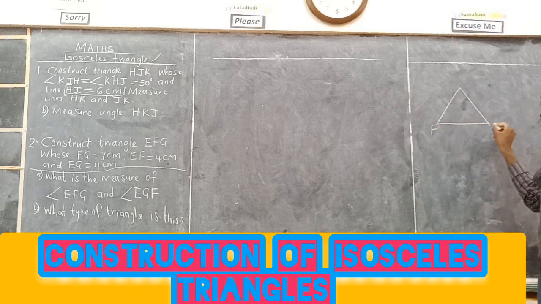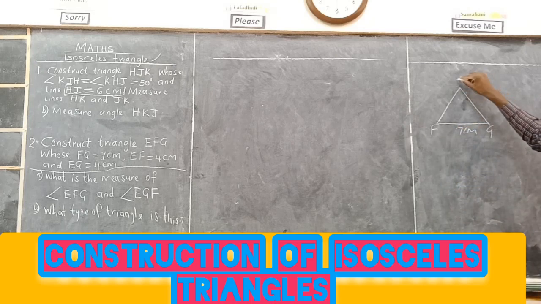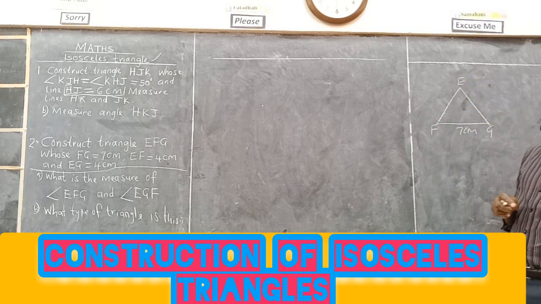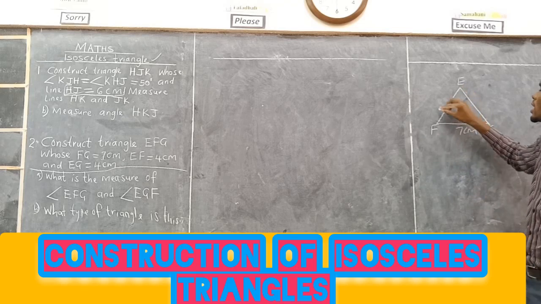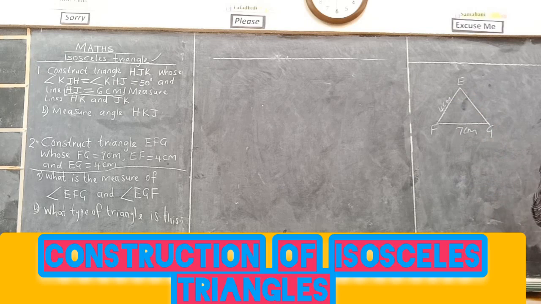We have FG, which is 7 centimeters. Then the other letter here is E, because we only have 3 letters: E, F, G. EF is 4 centimeters. Then EG is 4 centimeters. Even if you sketch your triangle anyhow, this one may disturb you, so just sketch a very nice triangle. Even if you call this one GE, it will be 4 centimeters.